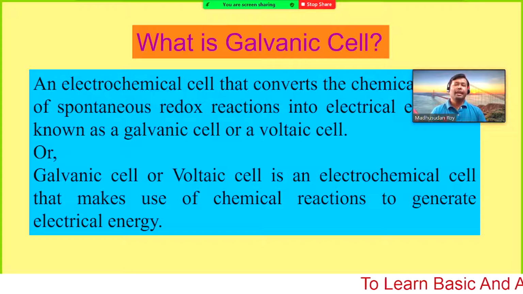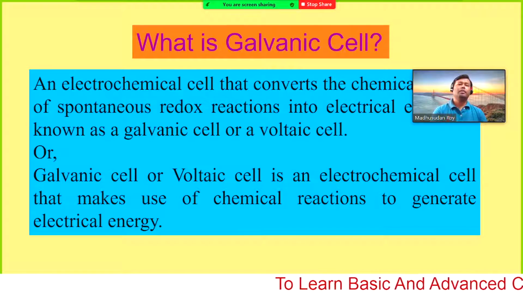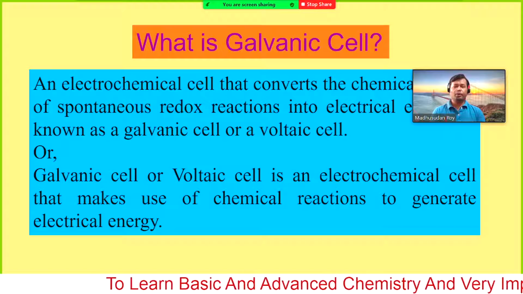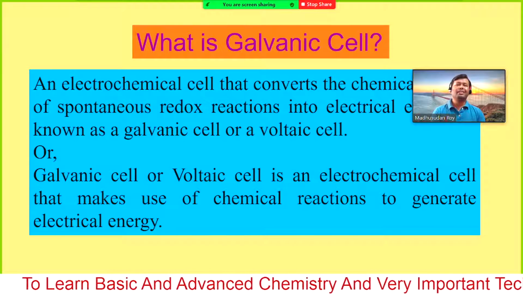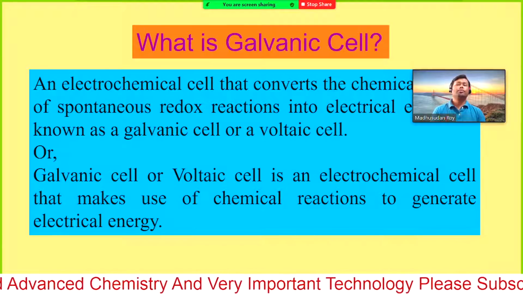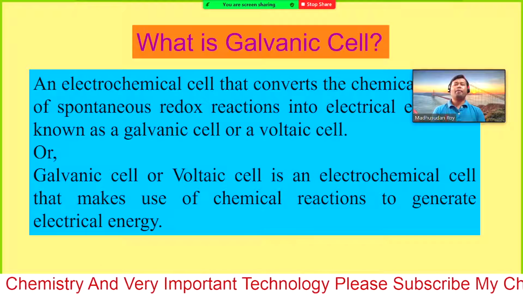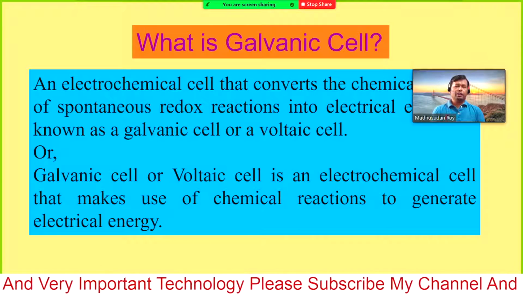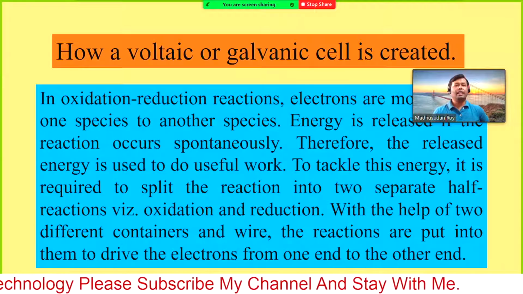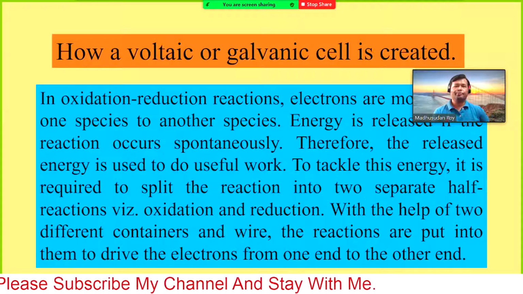But some reactions do not happen spontaneously. If any reaction happens spontaneously, then we can get some energy from it, and that is the process or technique we apply for the galvanic cell. So let's see how a voltaic or galvanic cell is created or generated.